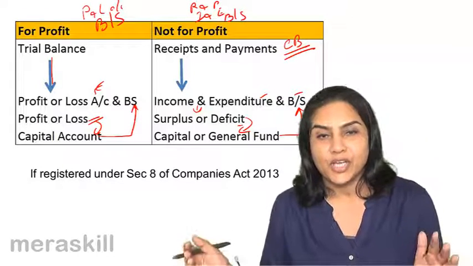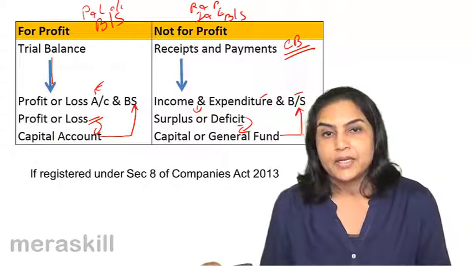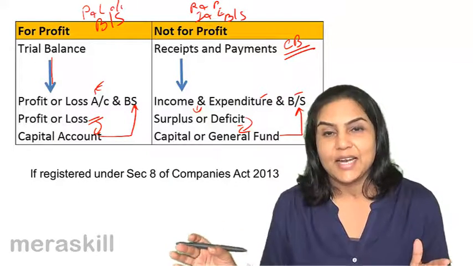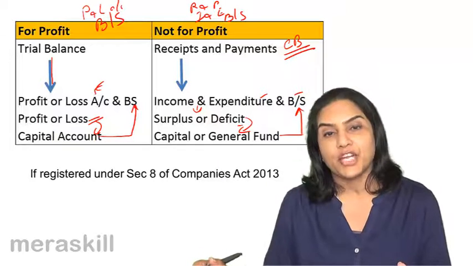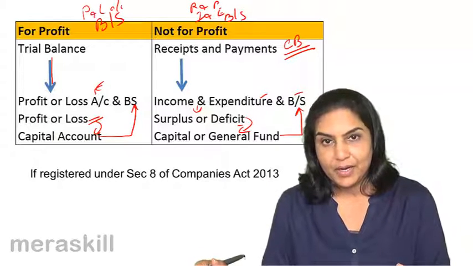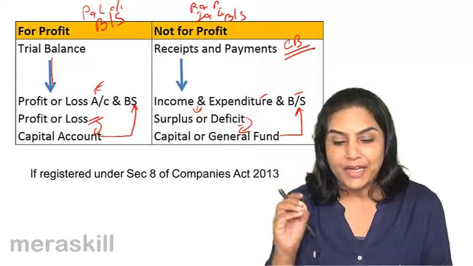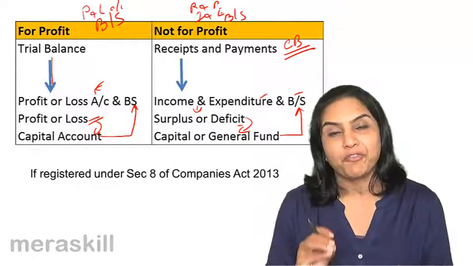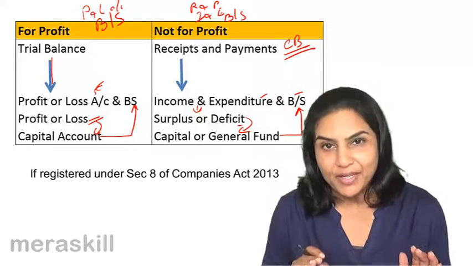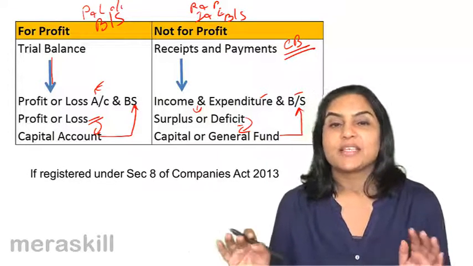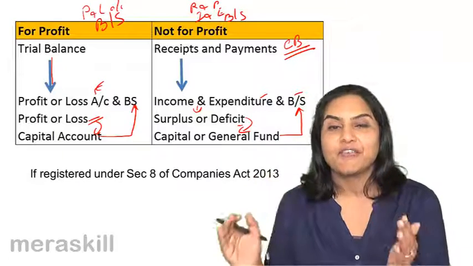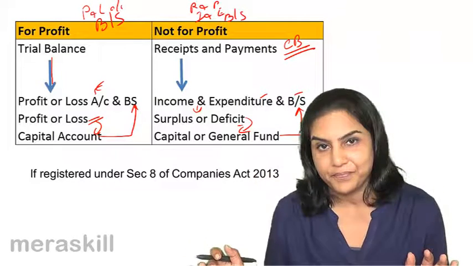The balance sheet in both cases is more or less similar. It's a statement of assets and liabilities, a statement showing the financial position on a particular date. But a balance sheet of a profit organization has capital. In case of a not-for-profit organization, assets minus liabilities is a general fund or an accumulated fund.